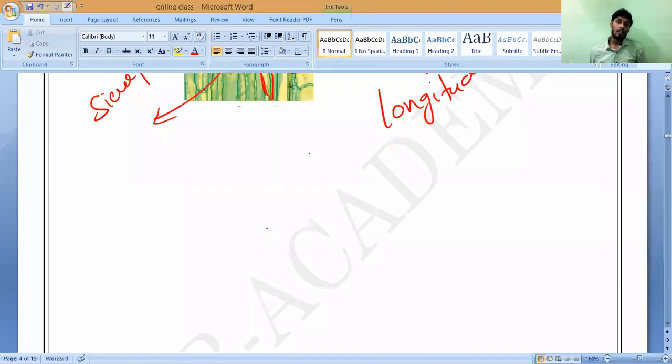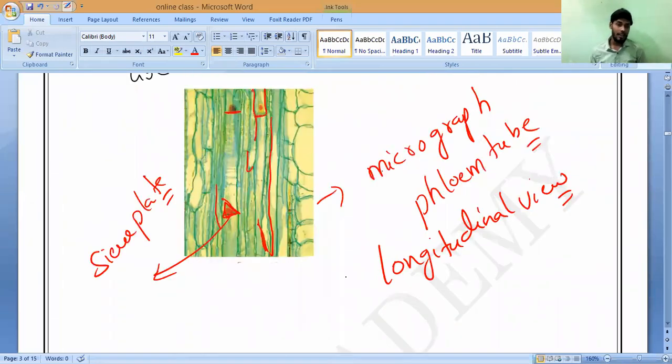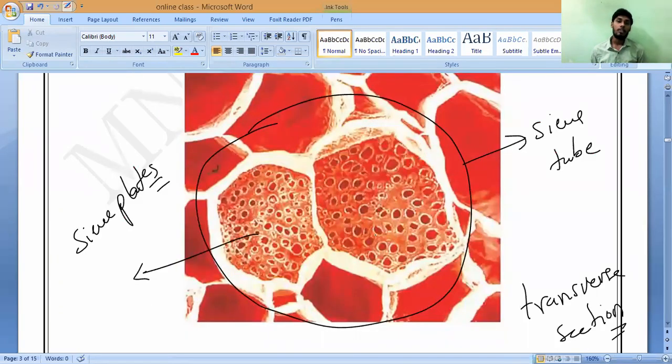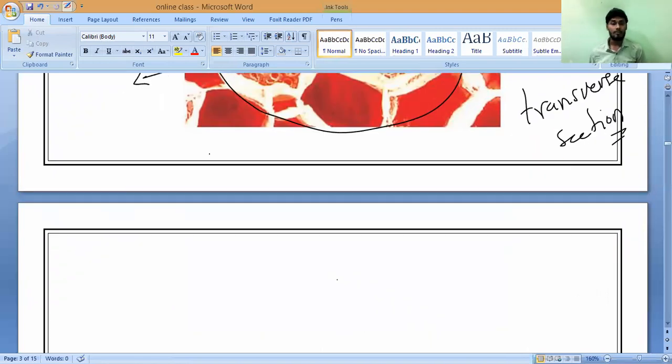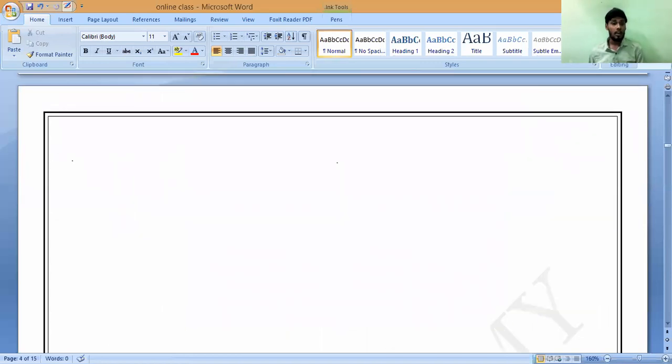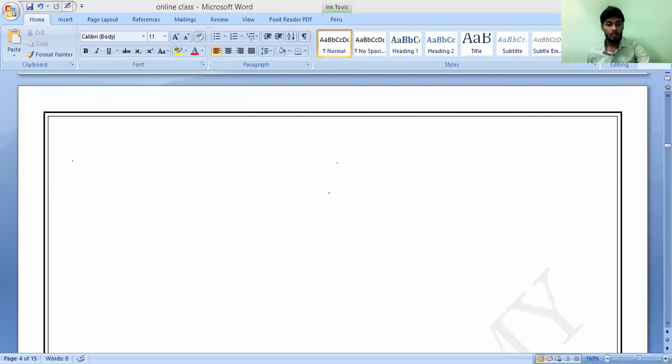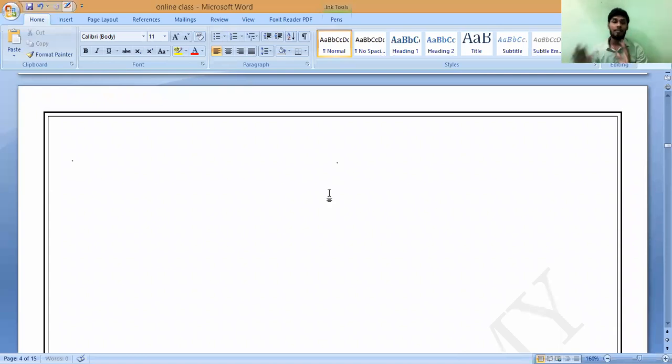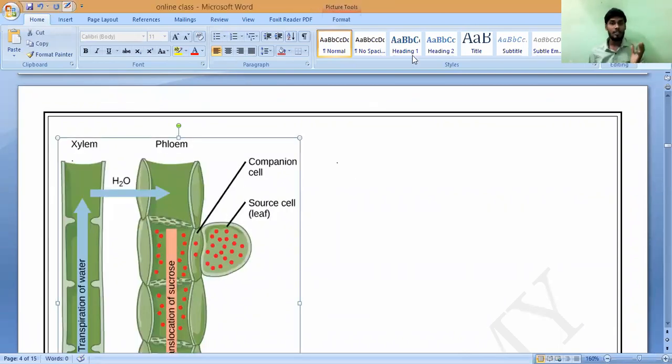Here in this longitudinal section, these red triangles are indicating sieve plates, and in the transverse section, if you observe, these holes are indicating sieve plates. And the side supporting everything you are observing, what should we call that? Sieve tubes. Now, I will show you the exact picture of how it is transported, how xylem and phloem tubes are present. They are present side by side only, not very far from each other.